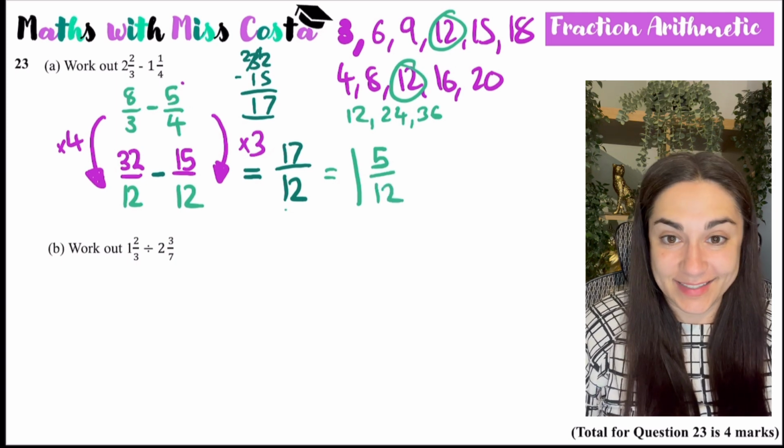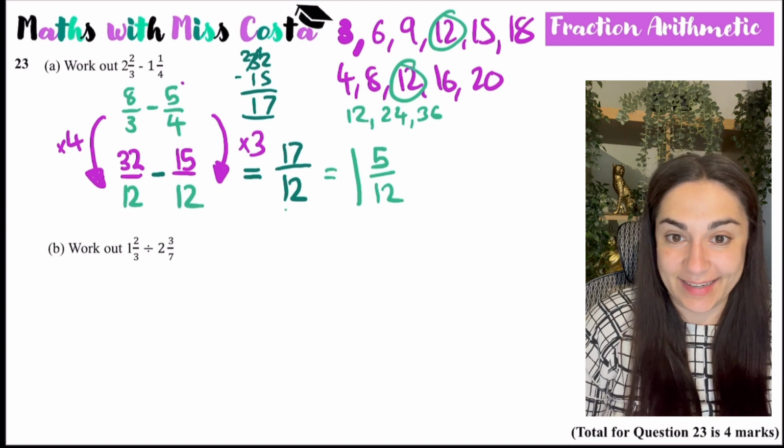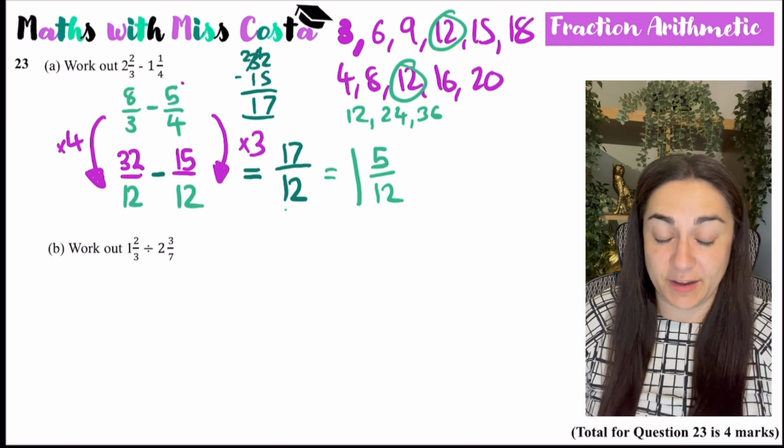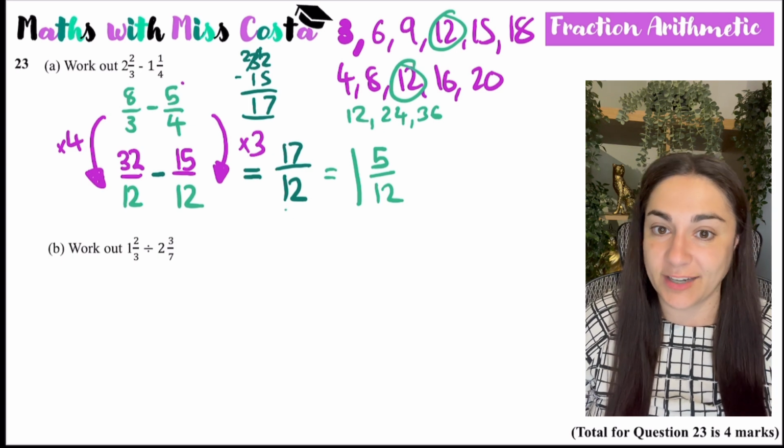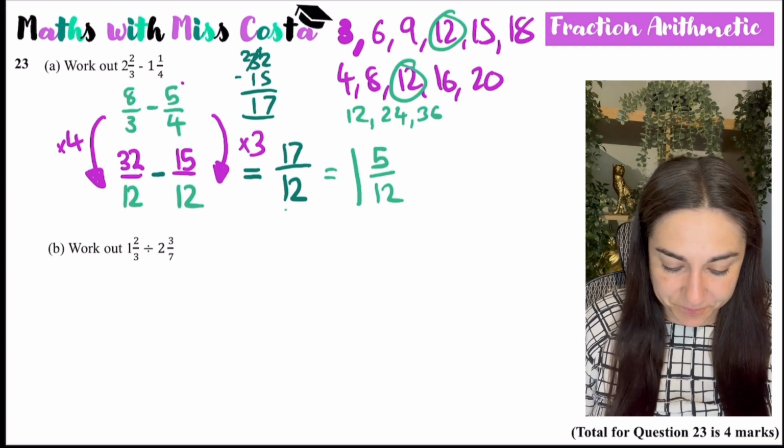So that's for adding and subtracting. The key is that they need the same denominator. And if you're not good at this, then really practice converting between mixed numbers and improper fractions, and it'll make your life so much easier.